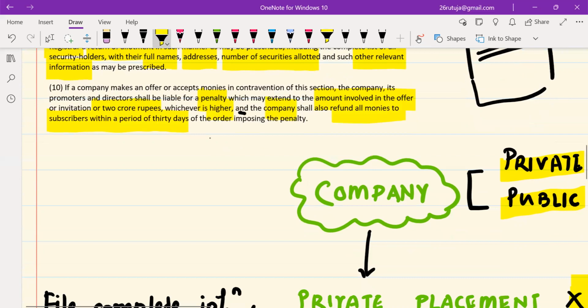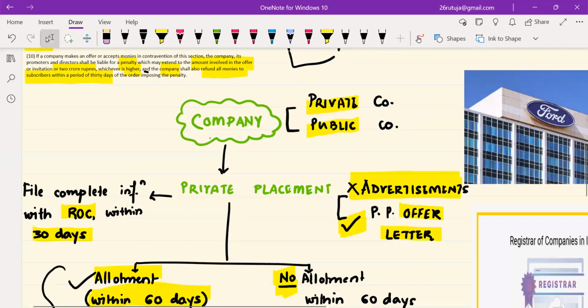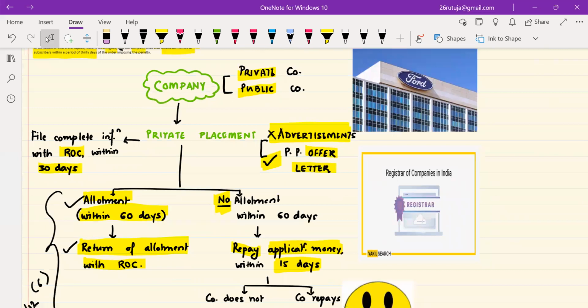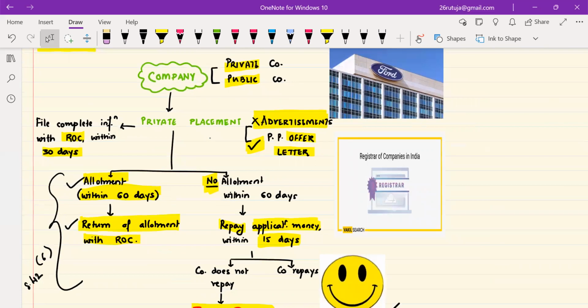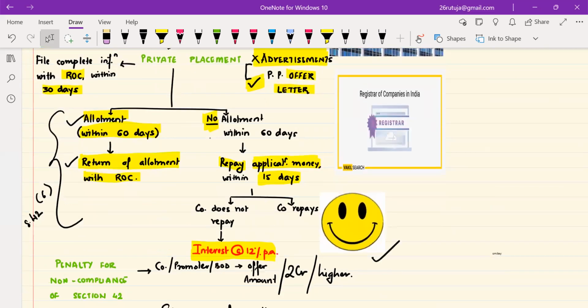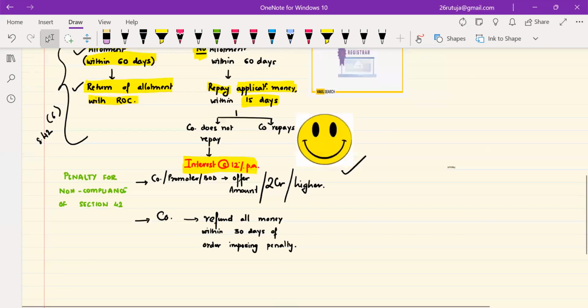So after understanding the exact provision given under the Companies Act 2013, if you scroll down to this particular flowchart, you will understand entire section 42 in a summarized form. So just have a look at this particular flowchart. You can also note this flowchart, write it down. The last part that we discussed was the penalty for non-compliance of section 42. So the penalty provision is also mentioned over here.